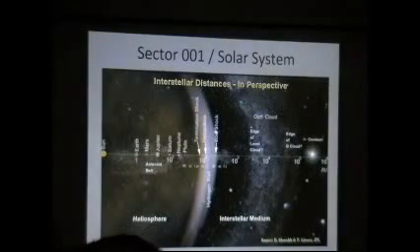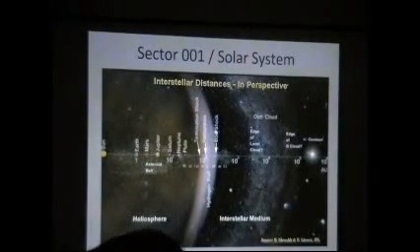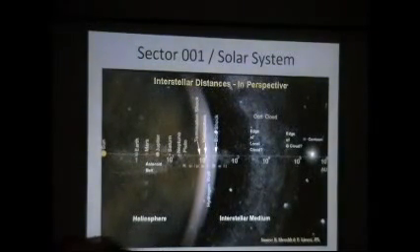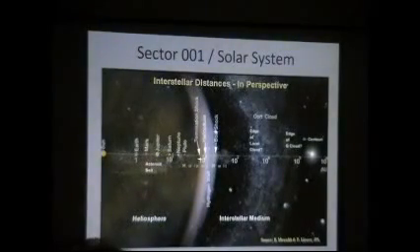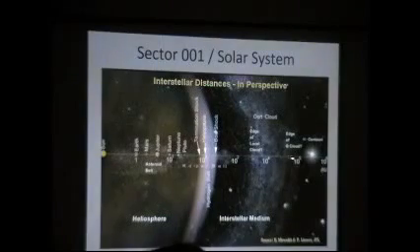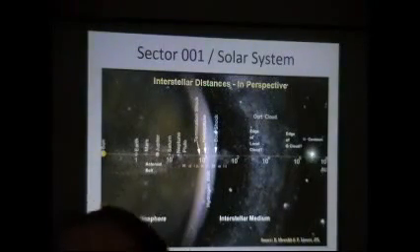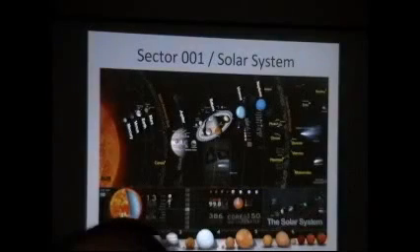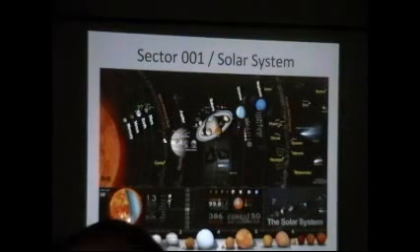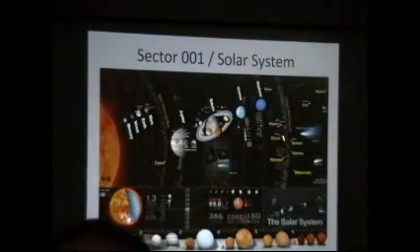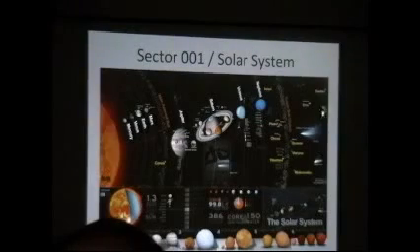This is a quick look at the solar system, or in Star Trek they call it Sector 001. Here is a comparison of distances, 1 AU, 10 AUs, 100, 1,000 AUs, and so forth, all the way to Alpha Centauri. I love this one. It shows all the objects in the solar system: all the terrestrial planets, the gas giants, the Kuiper Belt, the comets, and the Oort cloud, which is way up here.